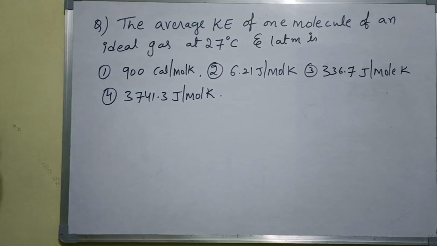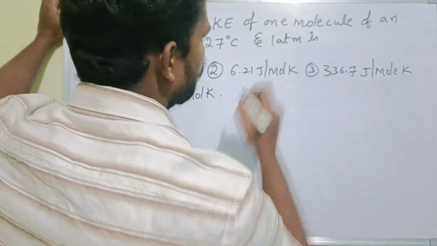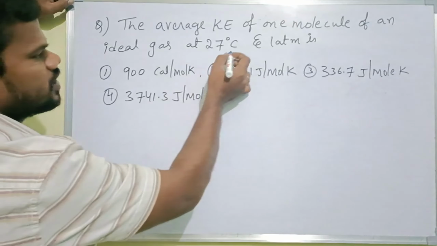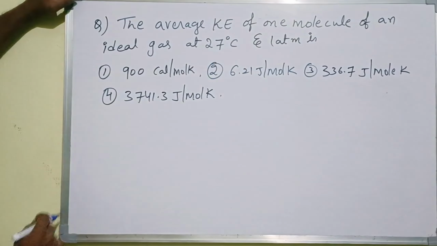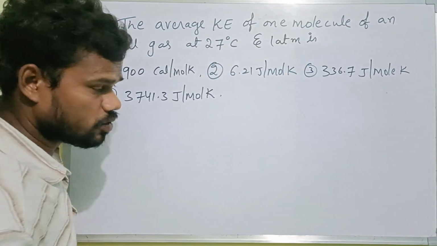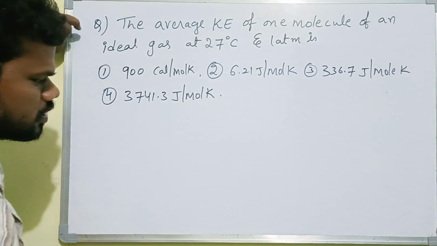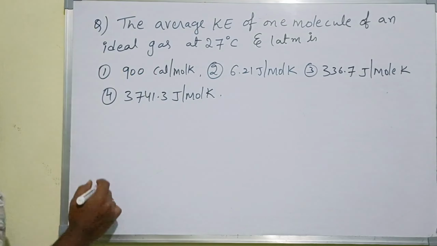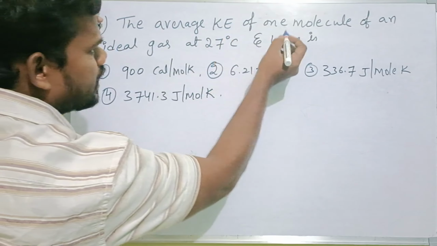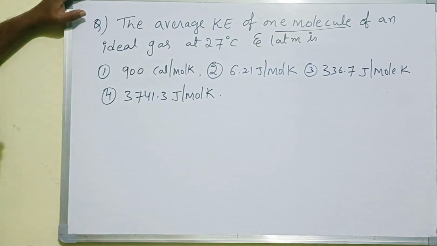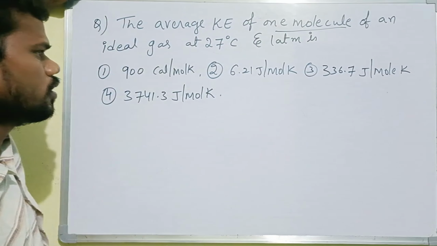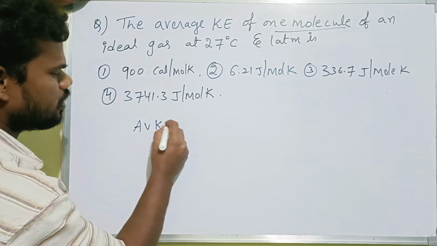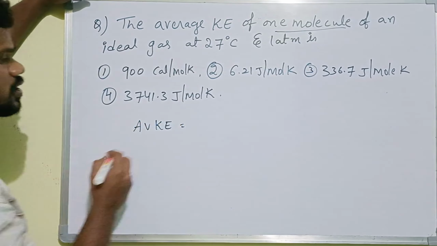See another question. The average kinetic energy of one molecule of an ideal gas at 27 degrees Celsius and 1 atmospheric pressure is, and they have given 4 options. Which one is correct, and which formula do we have to use for this problem? The average kinetic energy of one molecule. What is the formula we are using here?